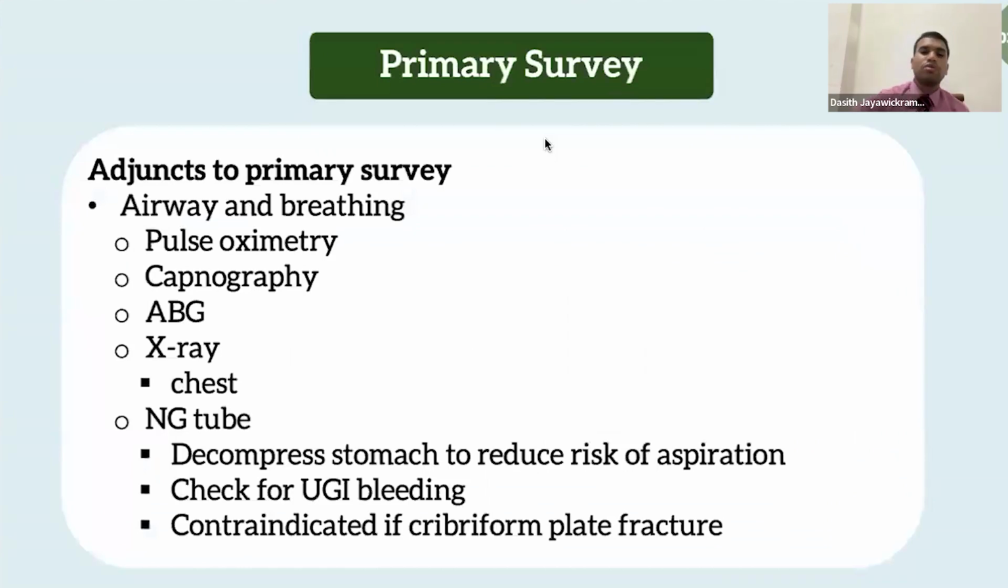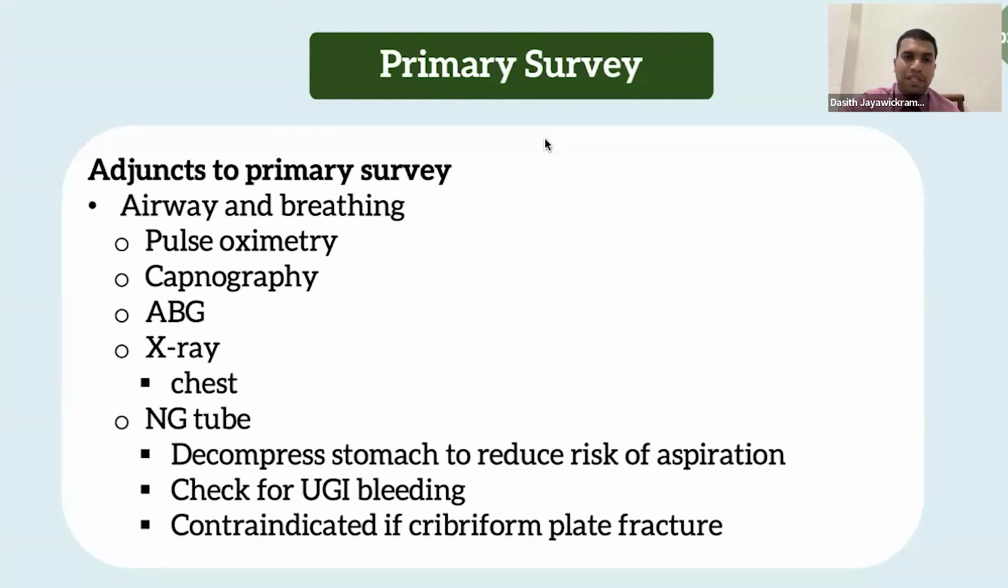Okay. So that is the primary survey. Now we have finished the primary survey, and now there's something called adjuncts to the primary survey. In the primary survey, all I described was clinical assessment. We basically assess the patient clinically. But there are some adjuncts, some things that we can use during the primary survey to benefit our diagnosis. Okay.